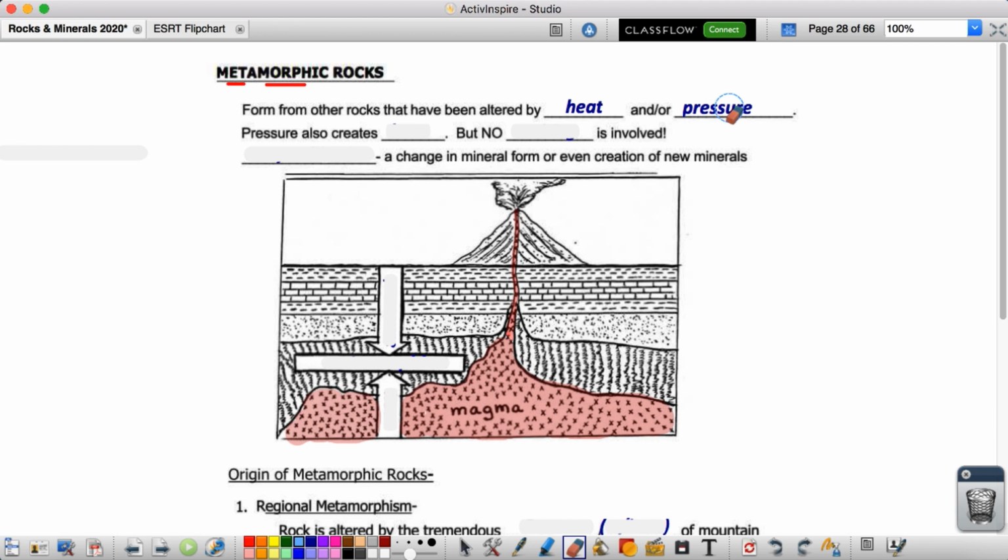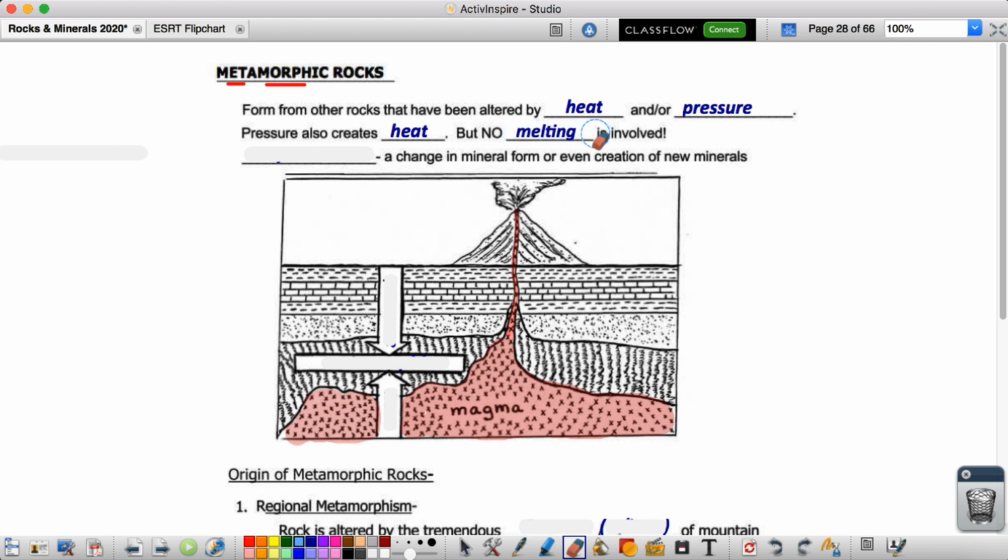Now remember, if you squeeze matter tight enough, it does get hot. So pressure does also create heat. But here's the important thing you have to remember: when the Earth is forming metamorphic rocks, there is absolutely no melting of that parent rock.